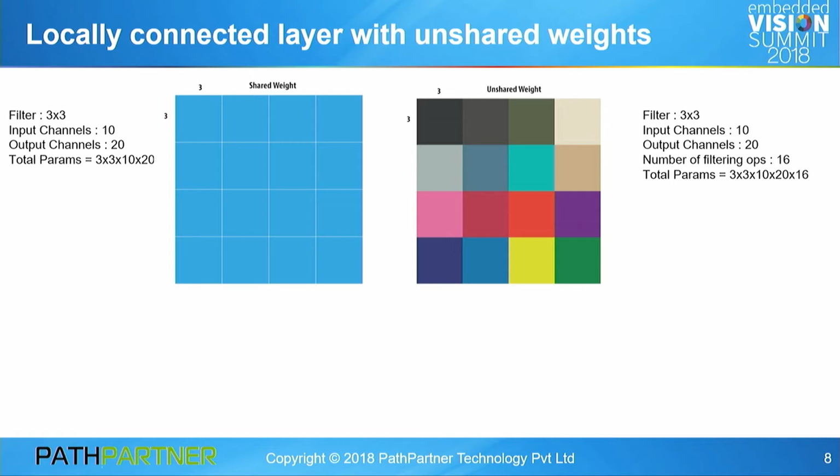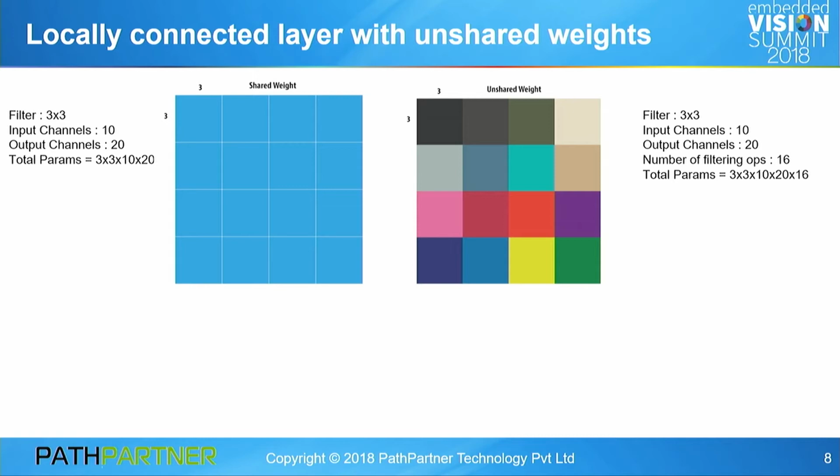But the key disadvantage here is, for example, in shared weights, say I define a filter of 3 × 3 with 10 input channels and 20 output channels. The total parameter size will be 3 × 3 × 10 × 20. Now I bring in unshared weights. Using unshared weights, say, for example, I apply 16 different filters. The total parameter size will increase 16-fold.